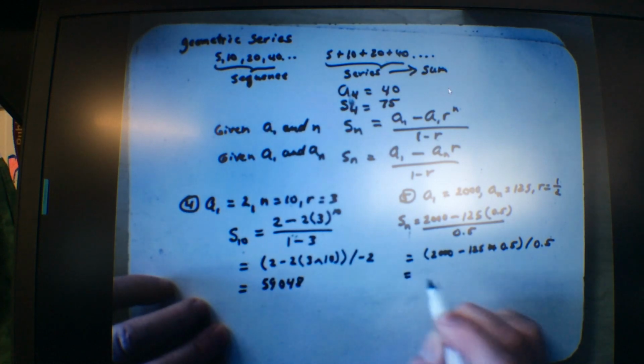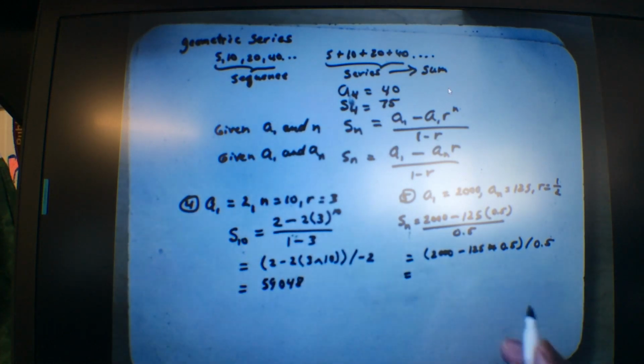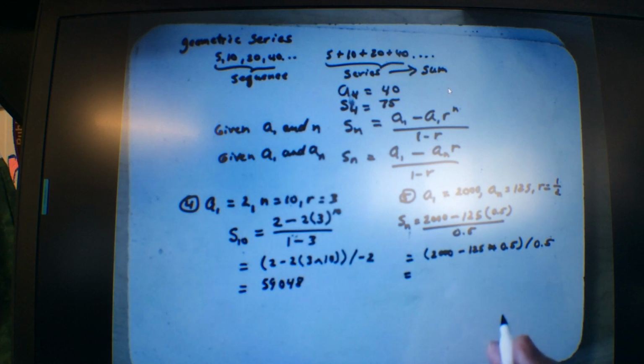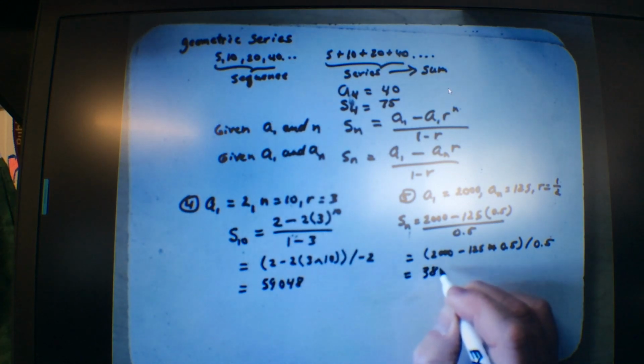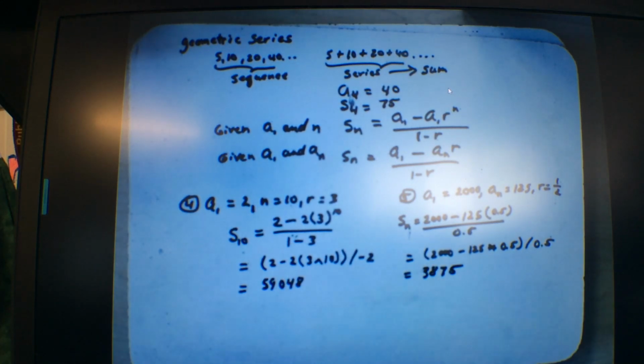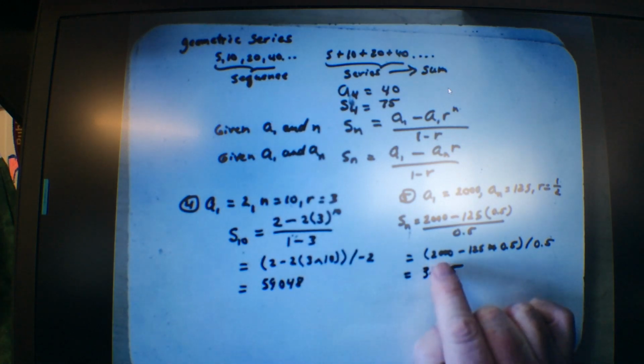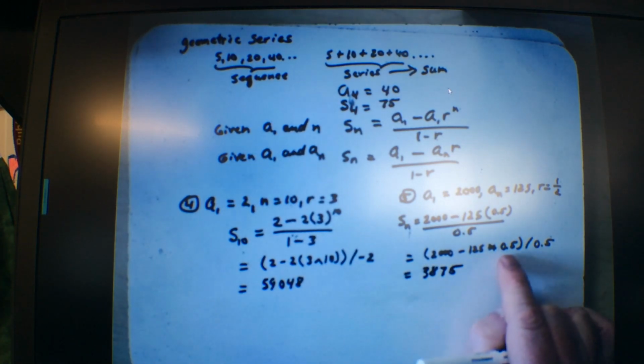And what did you get? Anybody get it? I get 86. This is what they get, 38.75. That's what I got. Okay. Would somebody help Harper make sure? 39.76. Anybody over there get it correct? What is that? 38.75. 2,000 in parentheses, 2,000 minus 125 times 0.5.